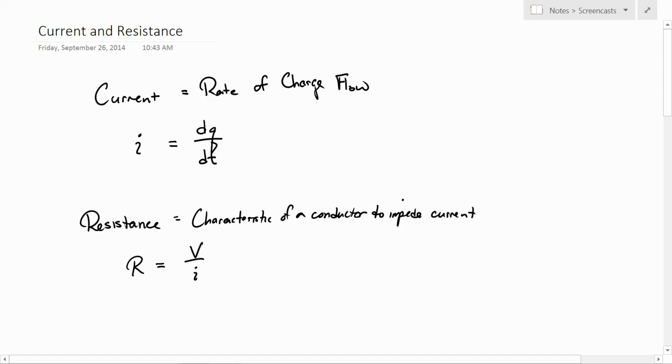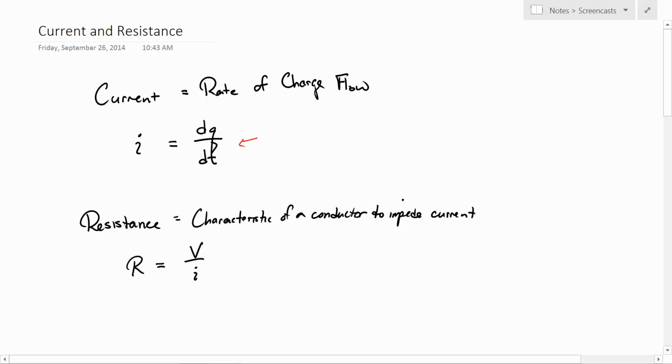Hello, let's talk about some of the stuff we're going to need out of chapter 26 here, mainly dealing with current and resistance. Starting with some basic definitions. Current is the rate at which charge flows, the rate at which charge moves. If you want a microscopic view, you can relate it to the velocity of electrons or charge carriers in your material. But for us, we're going to have a basic kind of calculus-based definition here.